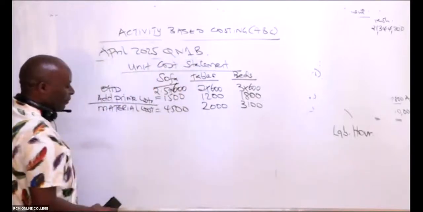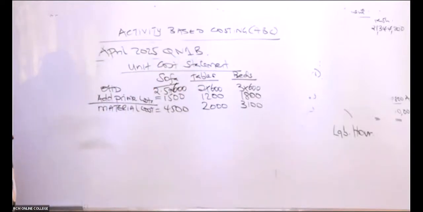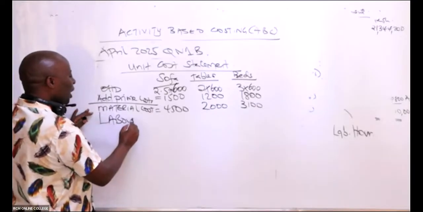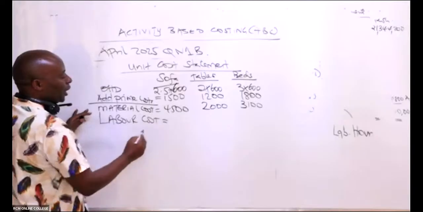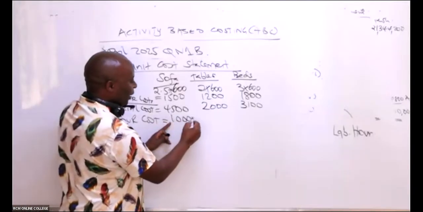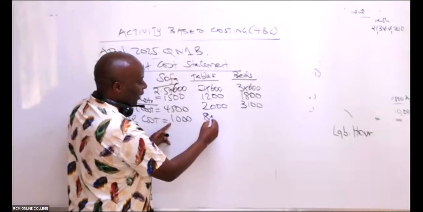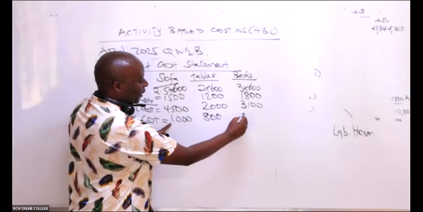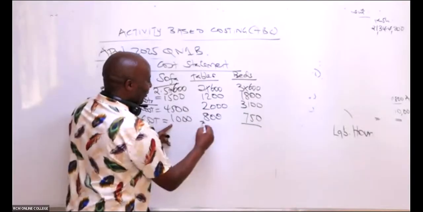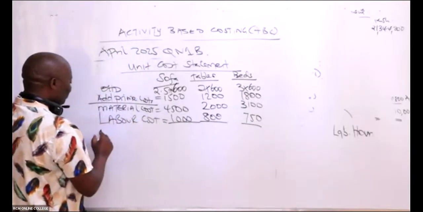Are you able to see the labor cost? Labor cost in shillings. 1,000 here. How about here? 800. How about this one? 150. 750, like that. That is the total cost.